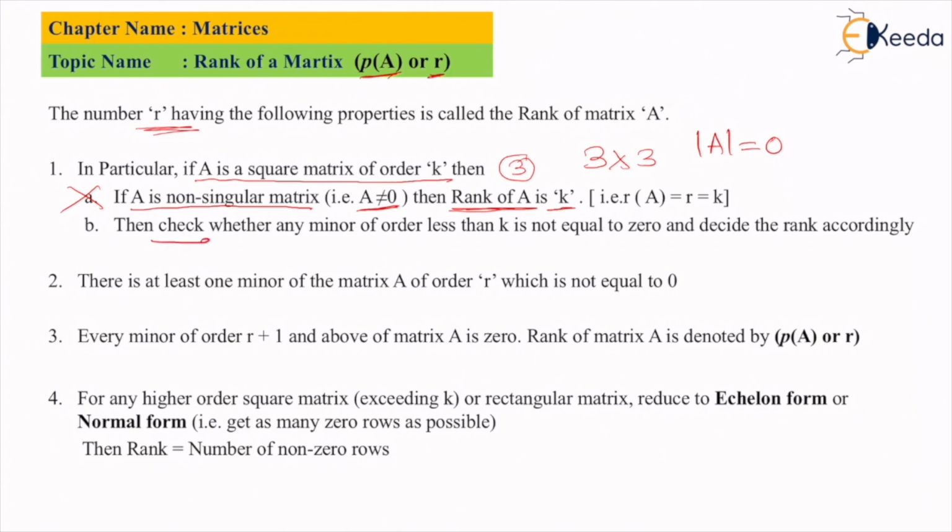Then we have to check whether any minor of order less than k. So k is 3 in our case, 3 by 3. So less than 3 is 2. So we have to check for all minors of order 2 by 2. Now if any of the minor of order 2 by 2 is not equal to 0, then its rank is 2. Now let's see that.